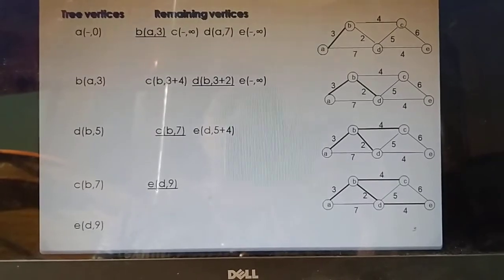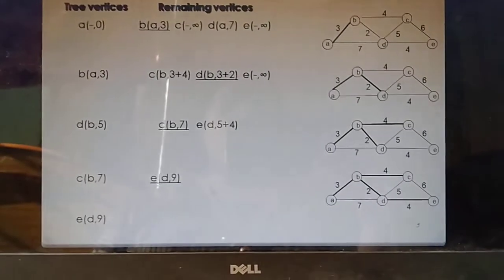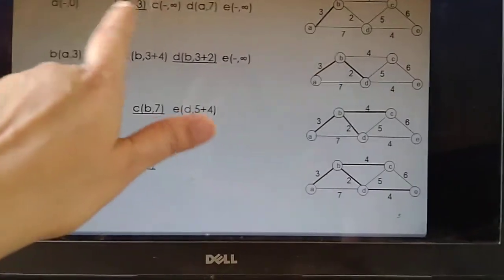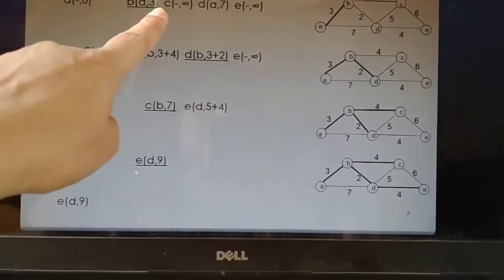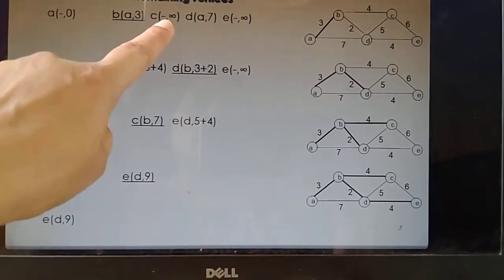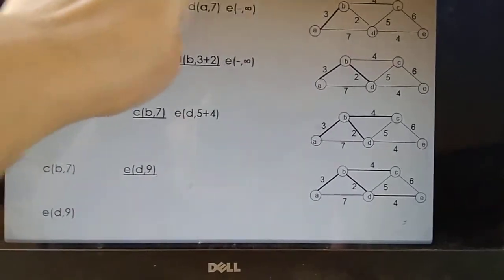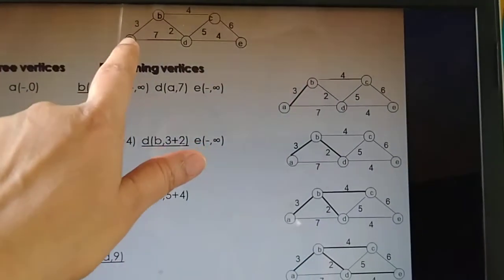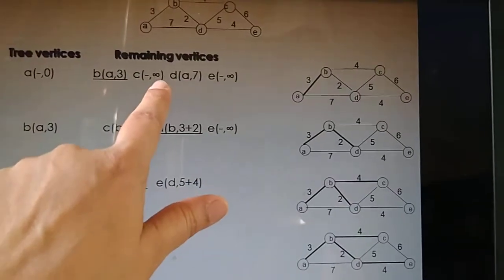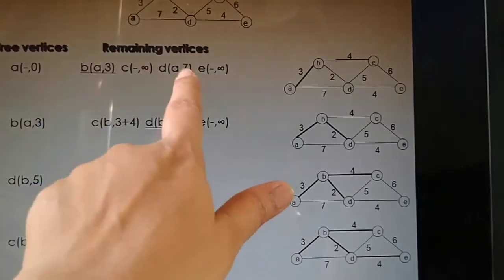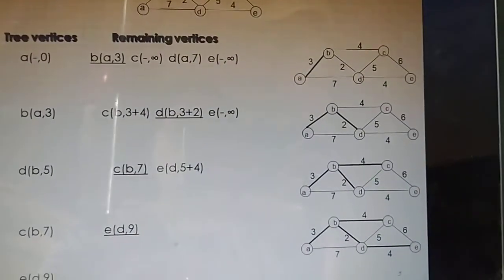So for example, consider this particular graph and let us consider the source vertex as A. Now from A to B the distance is 3, and to C the distance is infinity because there is no path from A to C. Therefore it is infinity. Like that, you write down the distance from the source vertex to all other vertices.